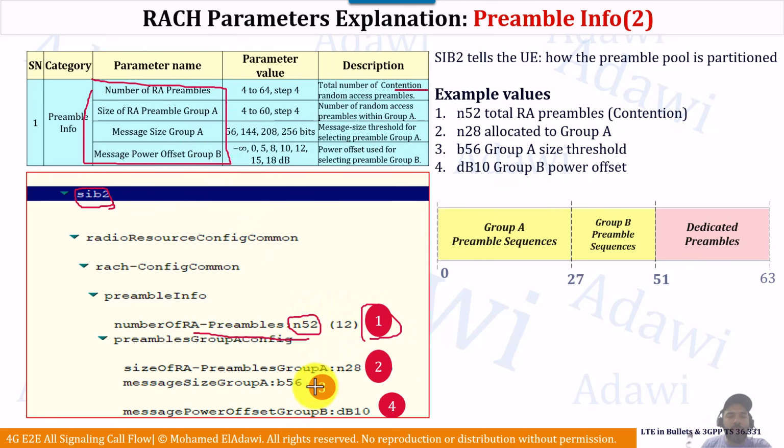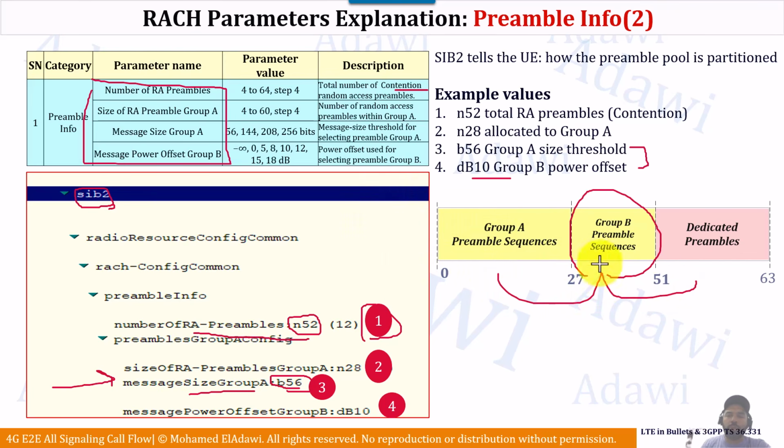For example, it says you have a size of 56 bytes. So if the message size is greater than this, it might give a chance to move to group B, if the second condition I highlighted before about the path loss calculation is also met. So these 2 parameters, the 56 bytes for group A and 10 dB, will decide whether the user can use group B or not.